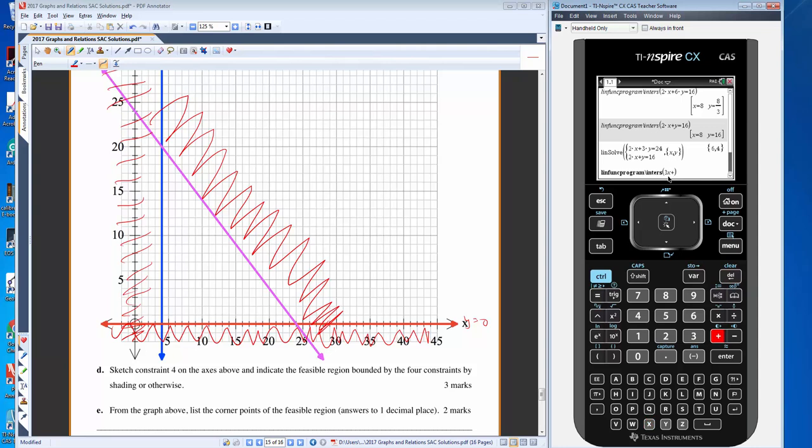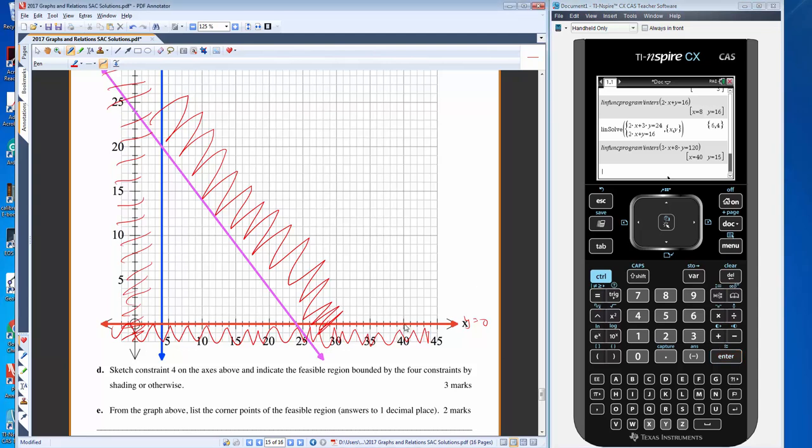3x plus 8y equals 120. 40 and 15 are our x and y intercepts. There's 40, 15 is over here. Alright, I'm going to pause.